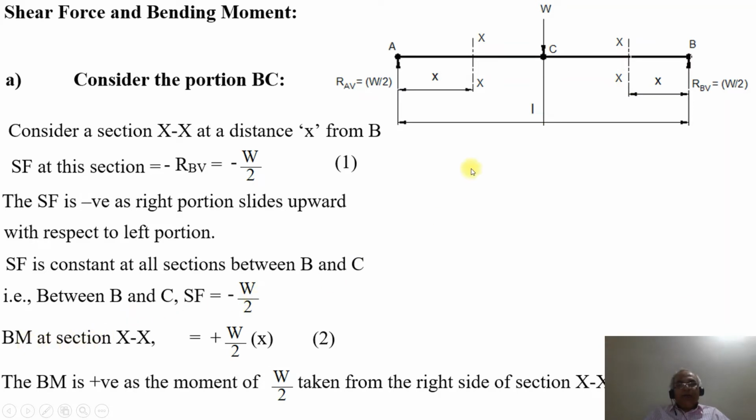Then we have the bending moment at the section XX. Considering the bending moment at the section XX, it is load into the distance. Since it is a sagging bending moment, you get a positive value: plus W by 2 into X. You call this the second equation, and the SF at this section, minus W by 2, you call the first equation. The bending moment is positive as the moment of W by 2 taken from the right side of the section XX is in the counterclockwise direction, which is positive because it is the sagging bending moment.